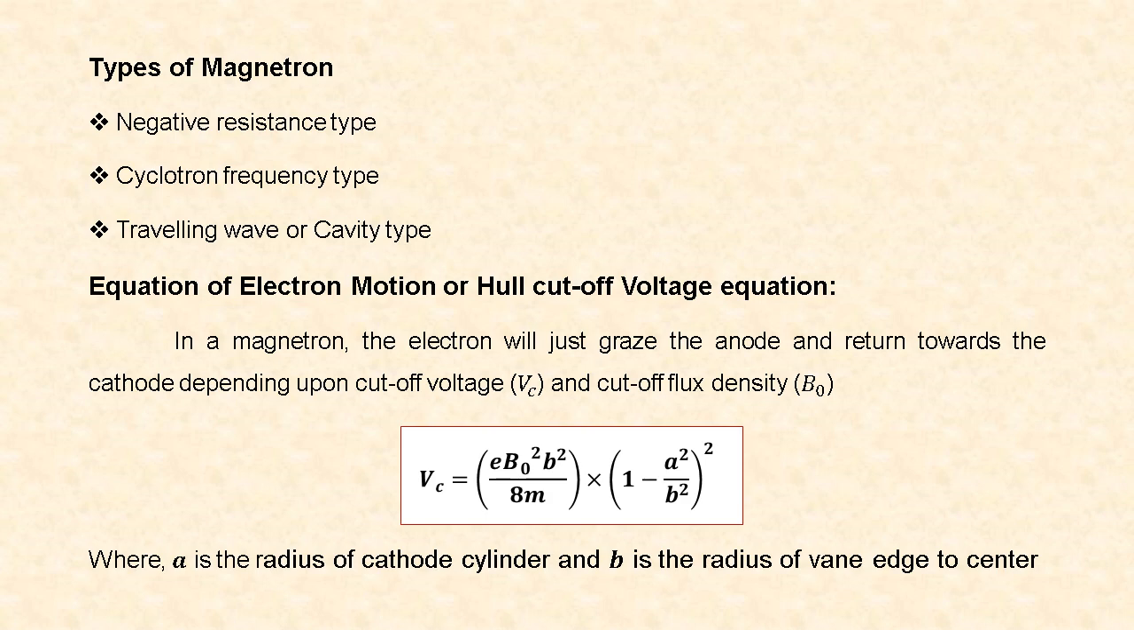Vc is equal to E into B0 square into B square divided by 8m into 1 minus A square by B square the whole square. Here E is the charge of the electron, m is the mass of the electron, A is the radius of the cathode cylinder and B is the radius of the vane edge to center.